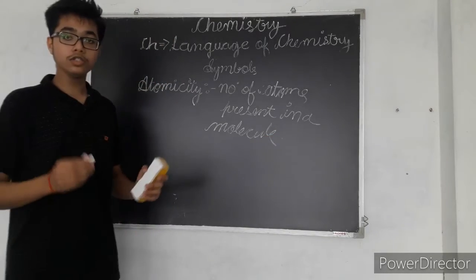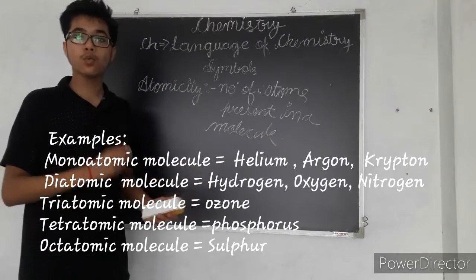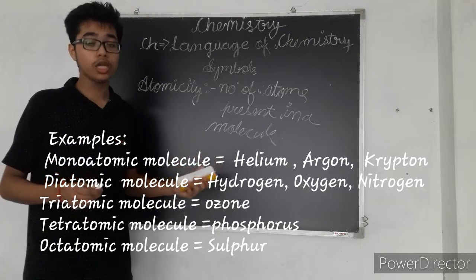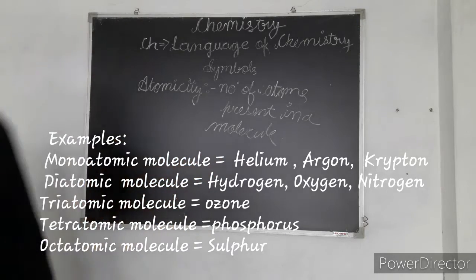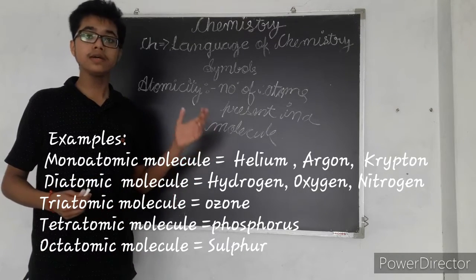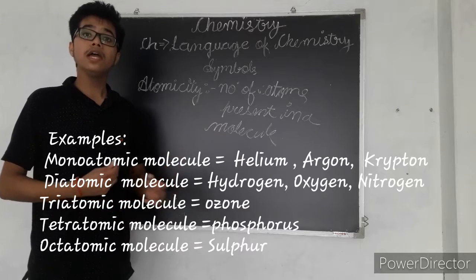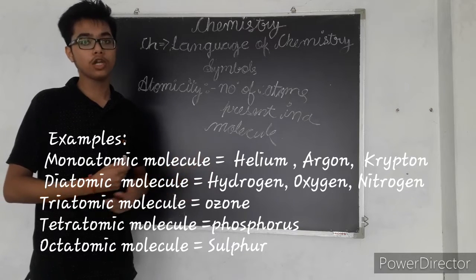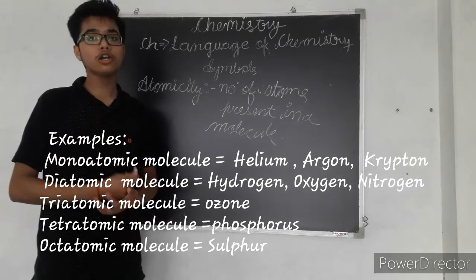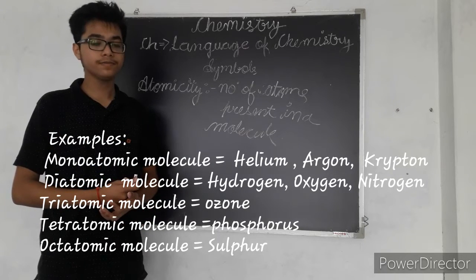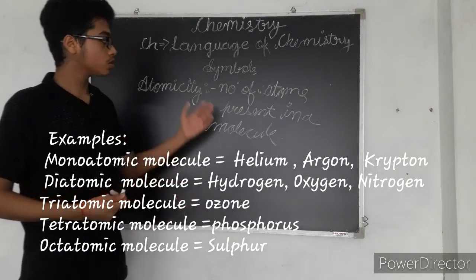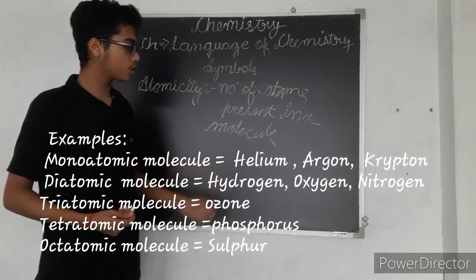Suppose there is a molecule which has one atom, then it is called a monatomic molecule. If it has two atoms, it is called a diatomic molecule. If it has three atoms, it is called a triatomic molecule. If it has four atoms, it is called a tetraatomic molecule. If it has 8 atoms, it is called an octaatomic molecule. So it is the number of atoms present in a molecule.